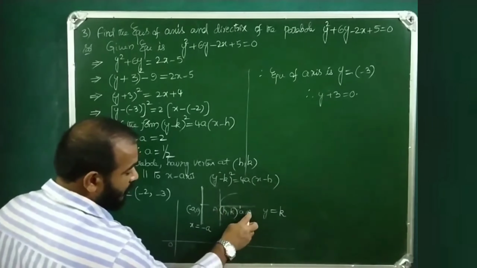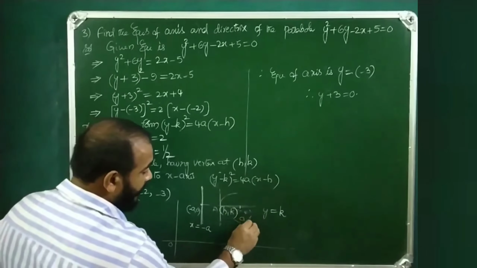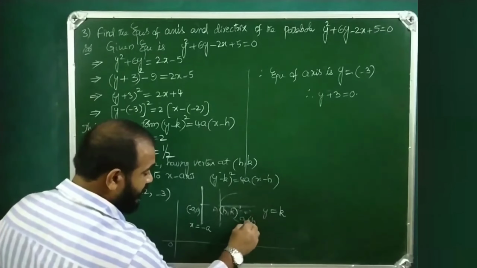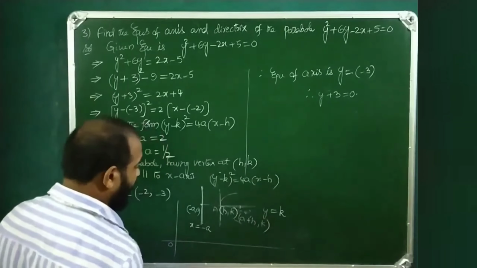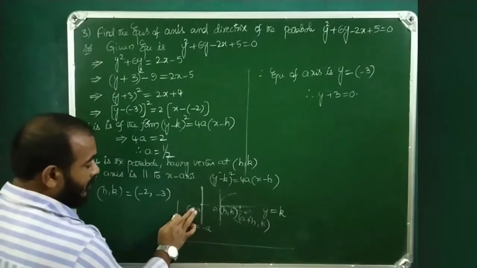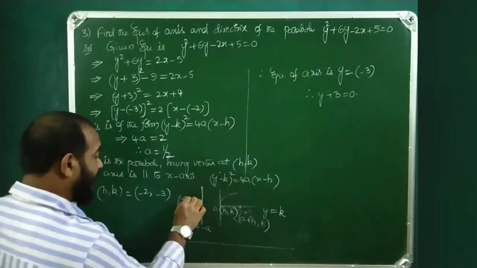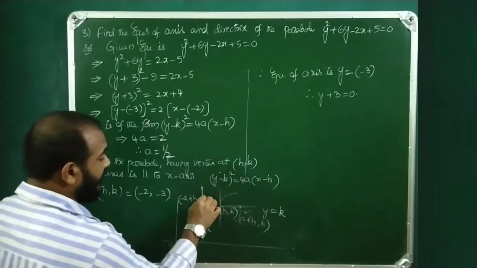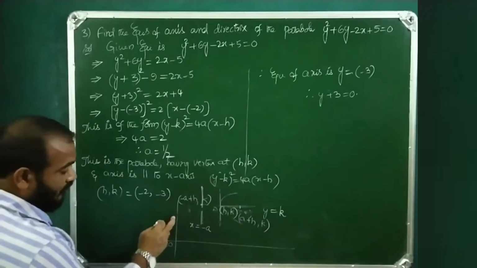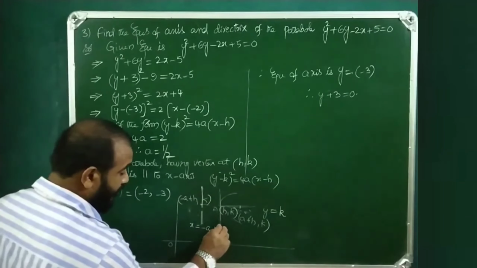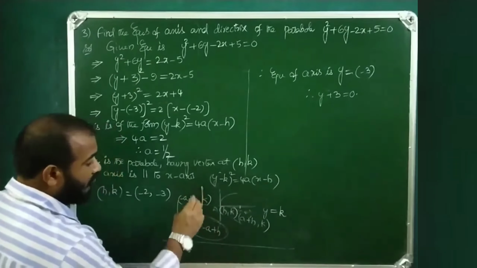And therefore this focus will be a comma 0 actually. This is a plus h comma k. And this is how much? Minus a plus h comma k. Now therefore this is x is equals to minus a plus h. This is what we are looking for.